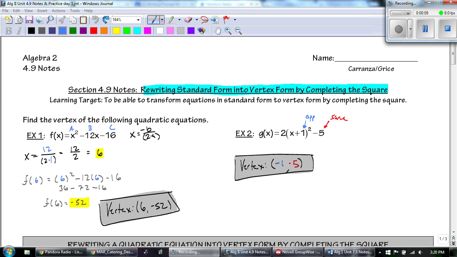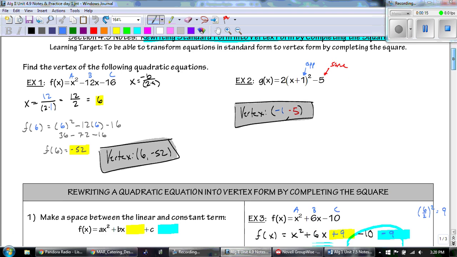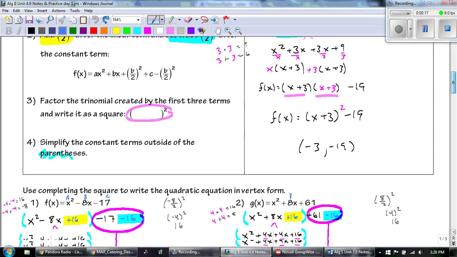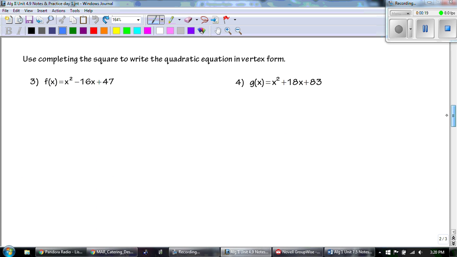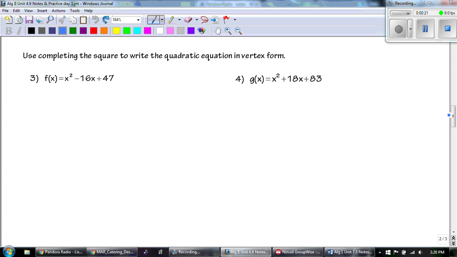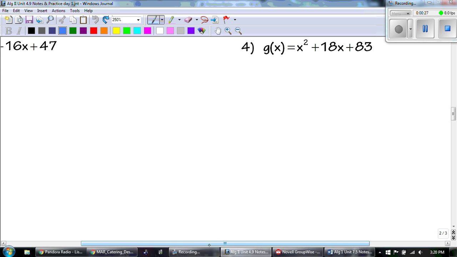Today we're talking about rewriting standard form into vertex form by completing the square. If you stumbled on this video by mistake and you do not have this front side done, please watch video number 1. So, completing the square, we're going to write the quadratic equations in vertex form.